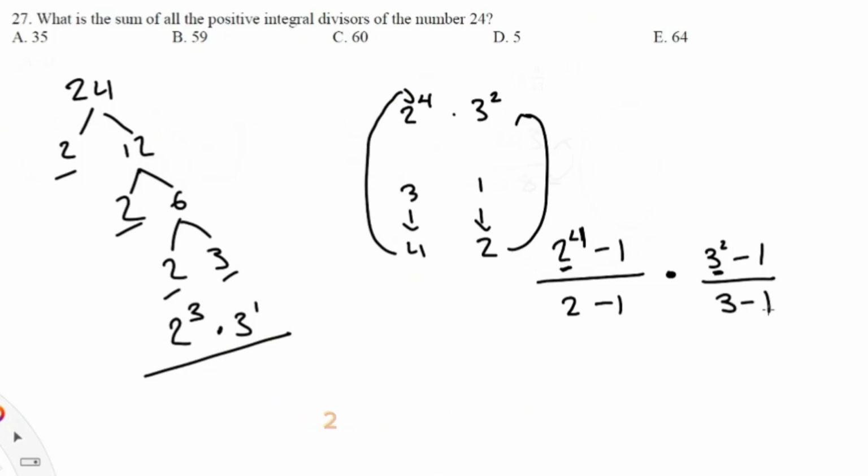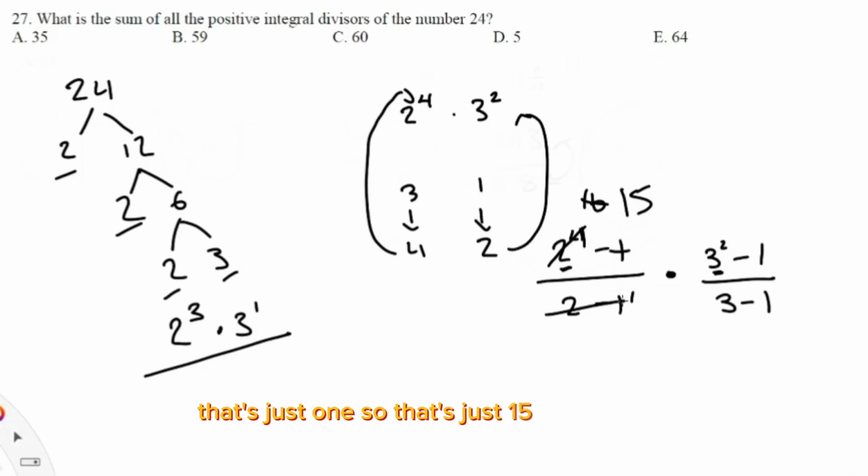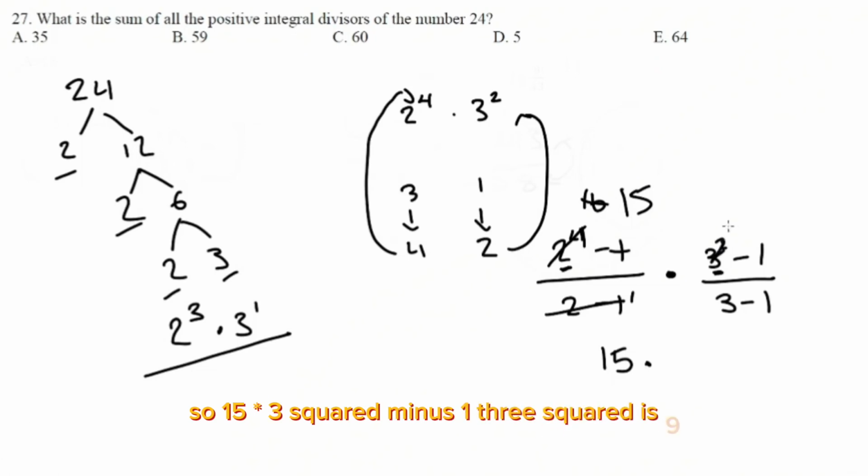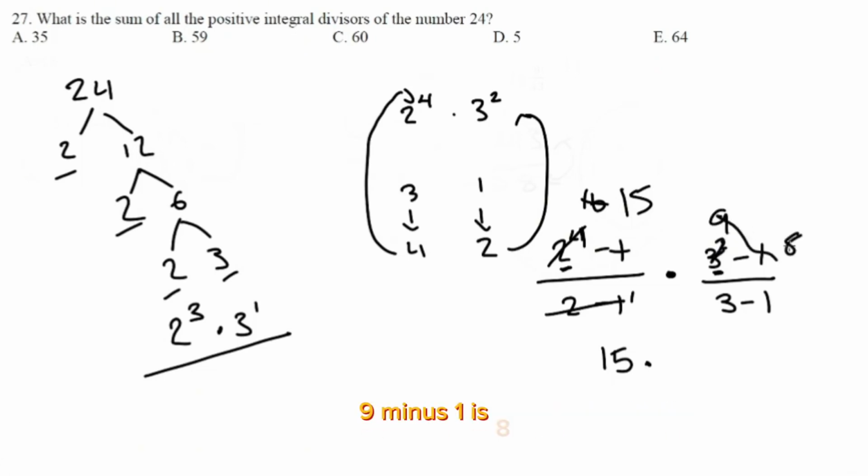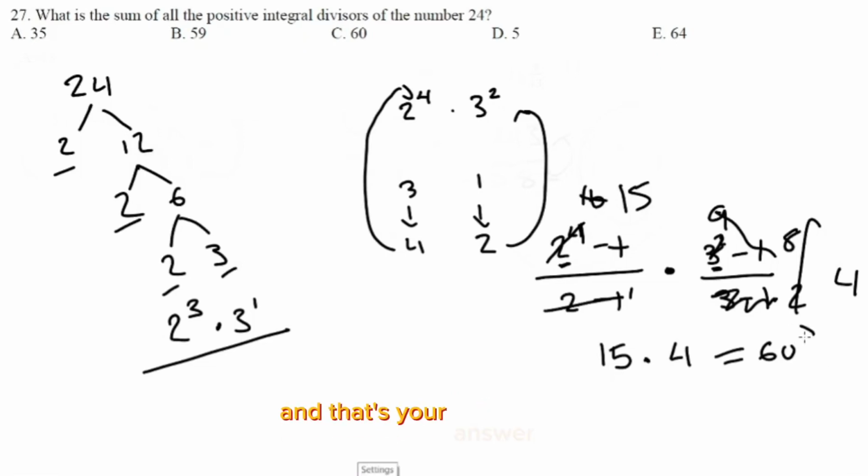So let's solve. 2 power 4 is 16. 16 minus 1 is 15. 15 divided by 2 minus 1, that's just 1. So that's just 15 divided by 1, which is 15. So 15 times 3 squared minus 1. 3 squared is 9. 9 minus 1 is 8. 8 divided by 2 is 4. So that's 15 times 4. And that's 60. And that's your answer.